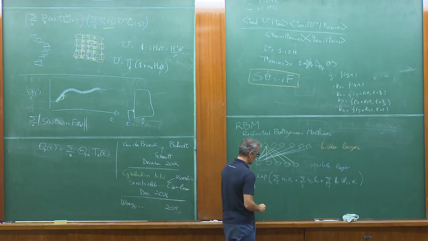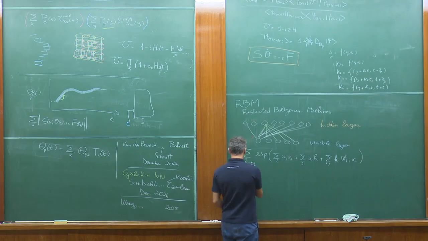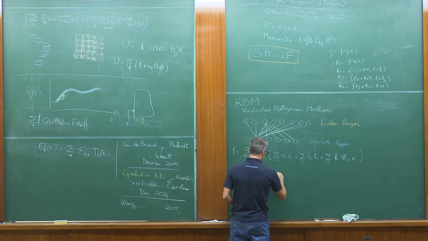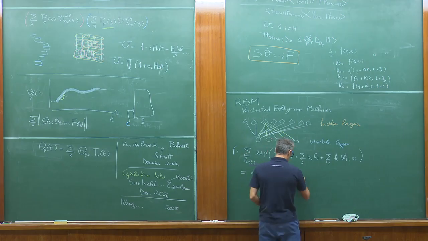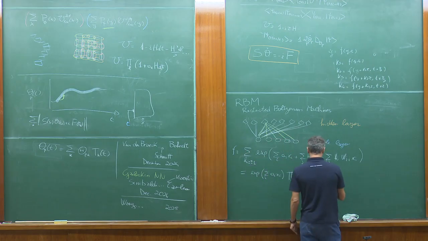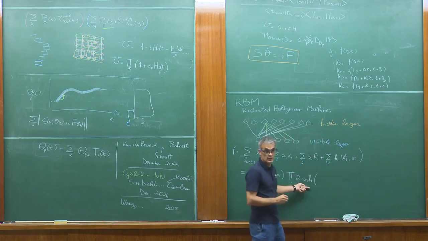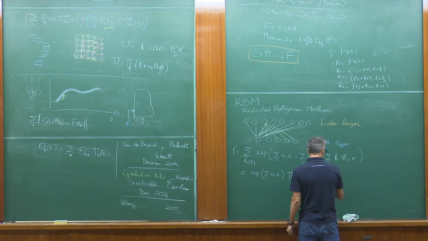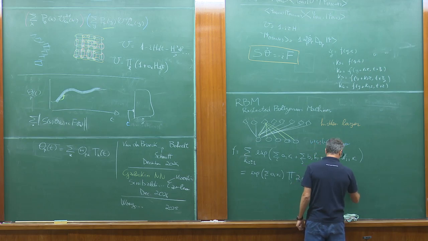And it actually looks like this: exponential of the sum over i of a_i x_i, then the product over j of 2 cosh, where cosh is hyperbolic cosine, of b_j plus the sum over i of w_ji x_i.